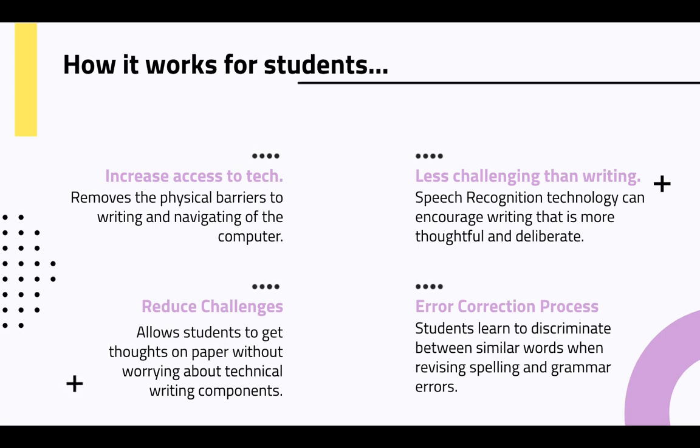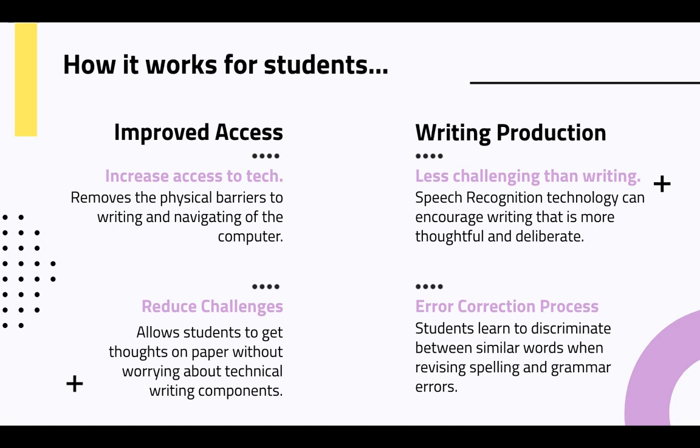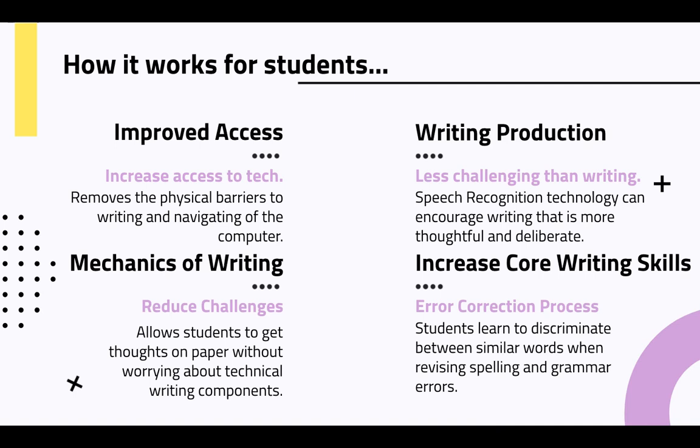How does speech recognition work for students in an educational setting? Well, improved access. It removes the physical barriers to writing and navigating of the computer. Writing production. Speech recognition technology can encourage writing that is more thoughtful and deliberate. Mechanics of writing. It allows students to get thoughts on paper without worrying about technical writing components, as well as increasing core writing skills. The students learn to discriminate between similar words when revising spelling and grammar errors using speech recognition.